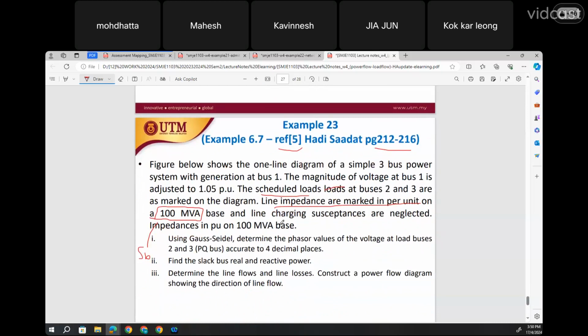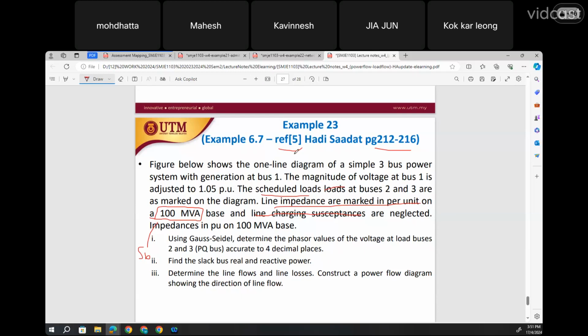Again, the line charging susceptance is neglected. Okay, line charging susceptance, the one that you saw in the earlier example where we neglected the value. This value is always neglected in power flow analysis to make our calculation simpler, but not that simple lah. It's a bit complex.